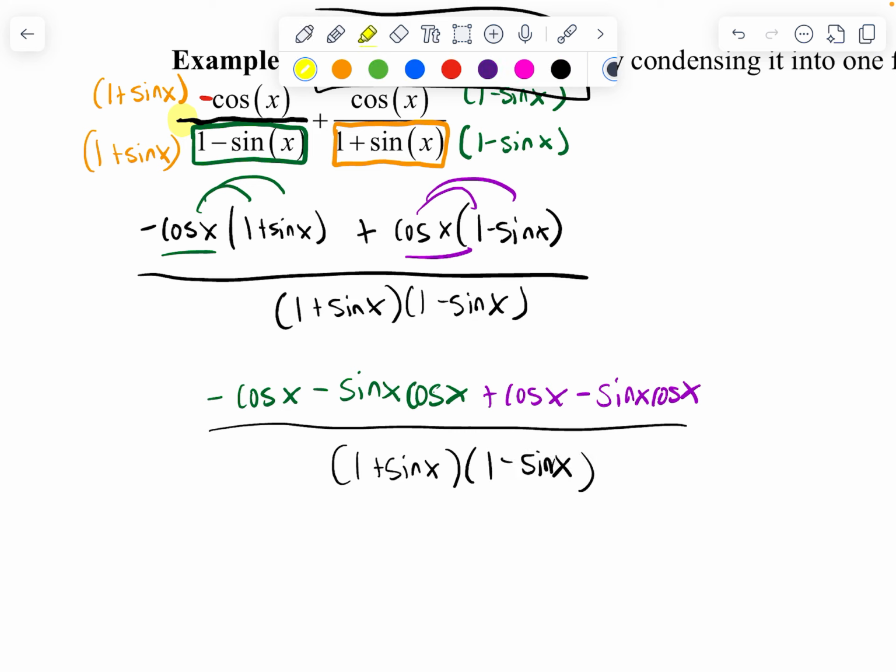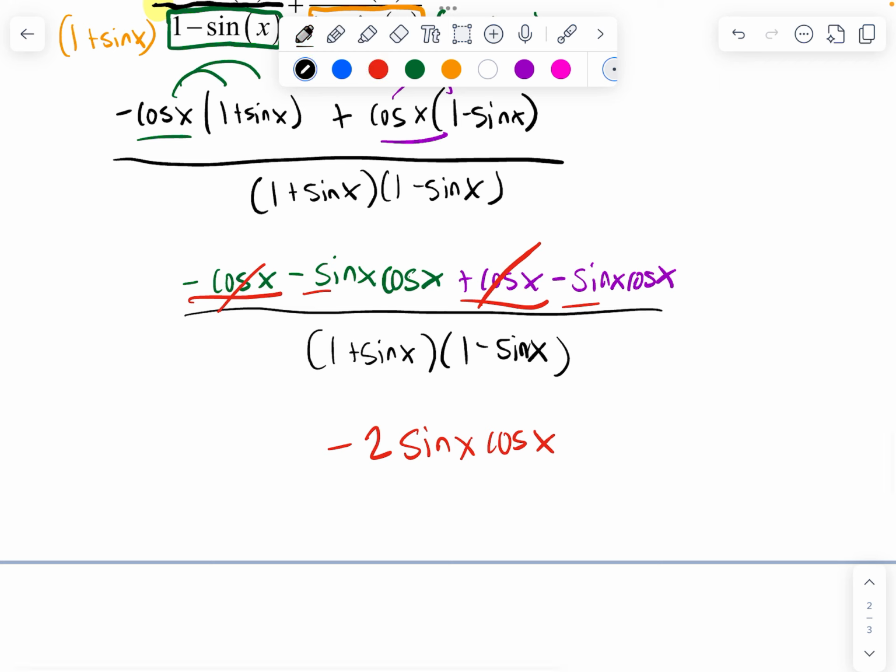Okay. Now, numerator, you'll notice a couple things happening. We have a negative and a positive of the same thing. That's 0. And then we have a negative and a negative sine x cosine x. Those are like terms, right? Same variable, same exponents, right? So that means that we have negative 2 sine x cosine x, okay? Over your denominator, 1 plus sine of x, 1 minus sine of x, right? Now that is simplified and you're good to go. And as far as algebra is concerned, that is simplified into one fraction. That would be considered a good answer to end that.